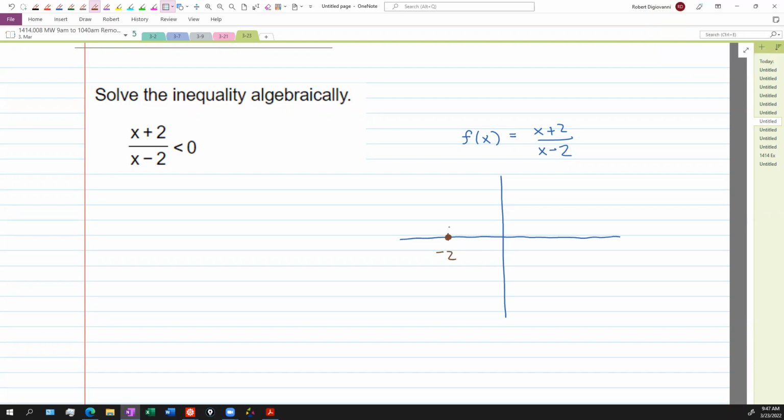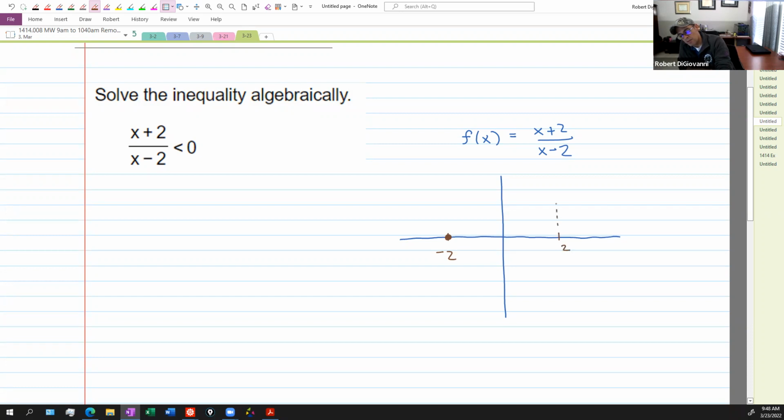The vertical asymptote. So at 2, I know this thing has a vertical asymptote like this. I can say that about this function just by looking at it. If I set the top to 0, I get this. If I set the bottom to 0, I get this. Understand?